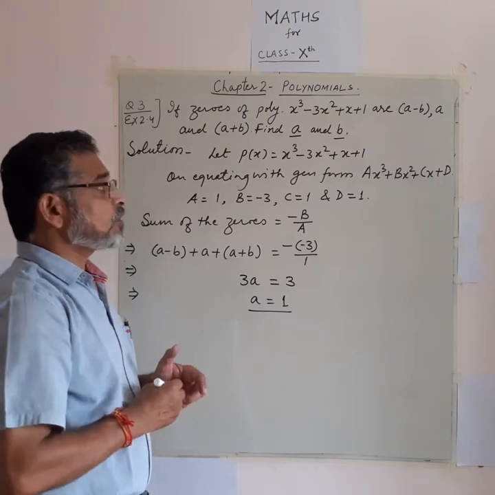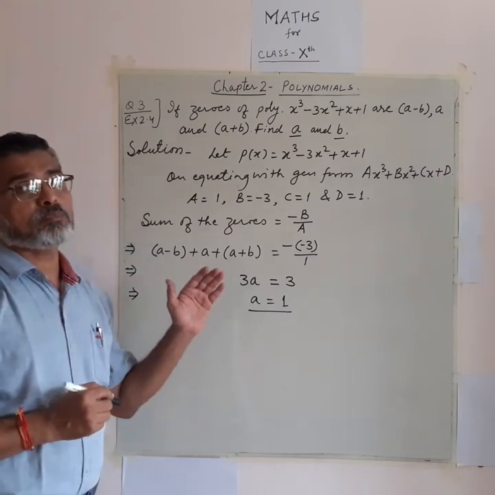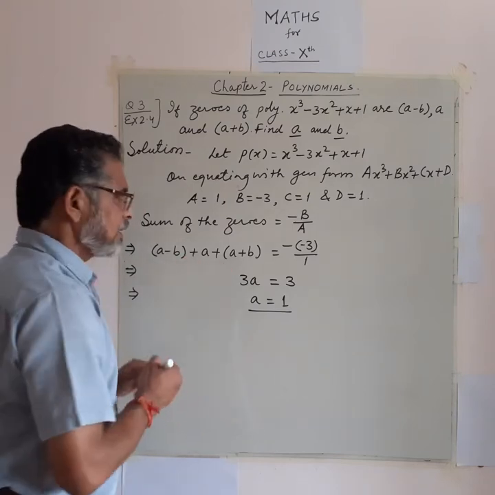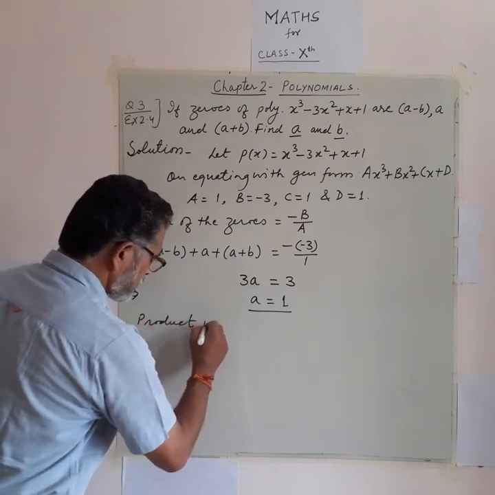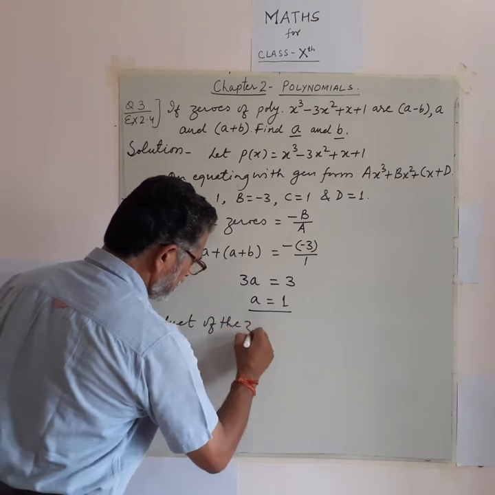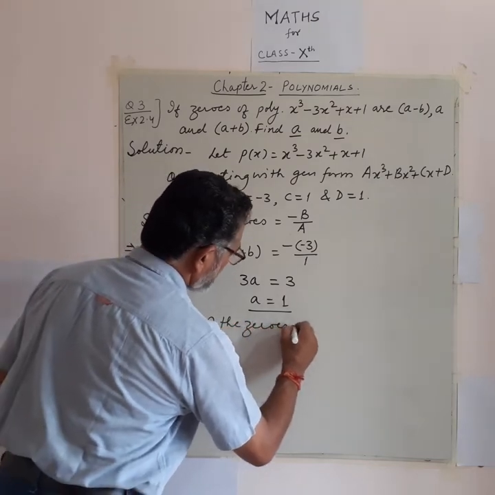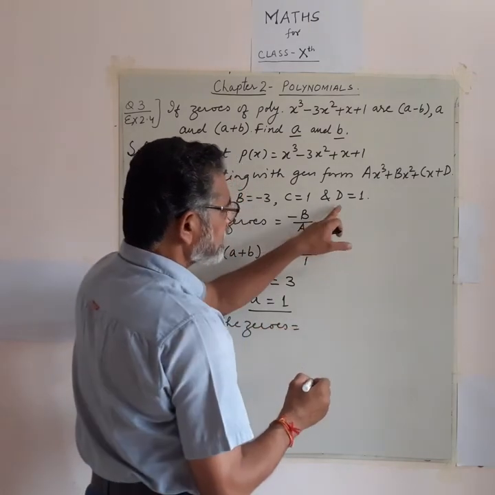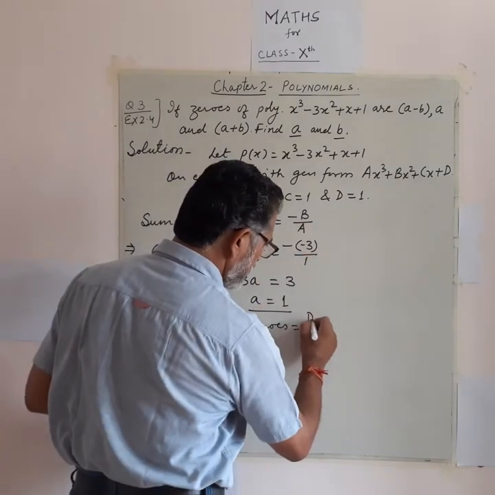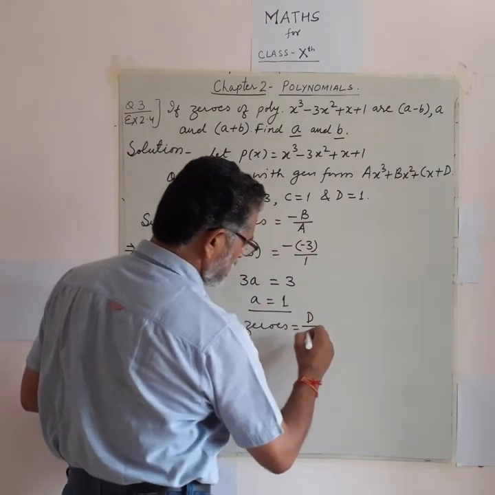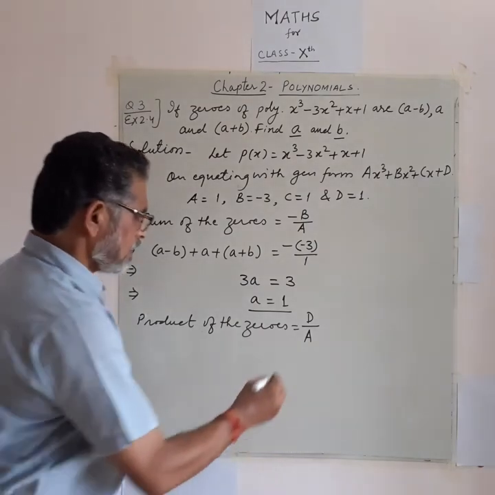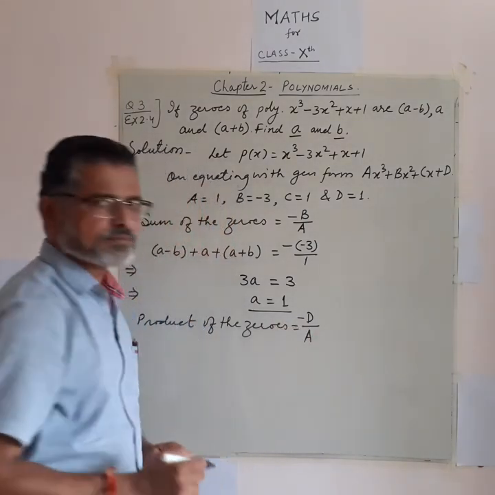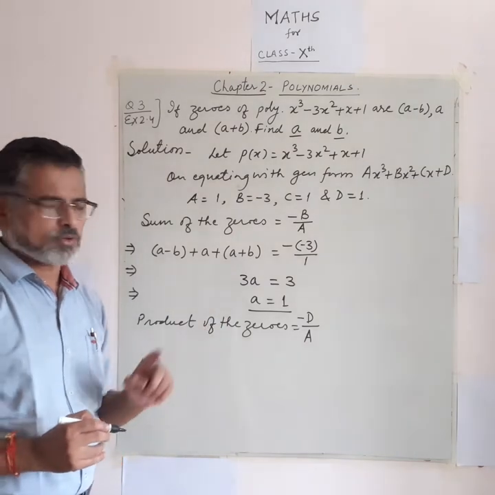In the cubic polynomial, we also know the product of the zeros. So the product of the zeros will be minus d upon a. It is minus d upon a.